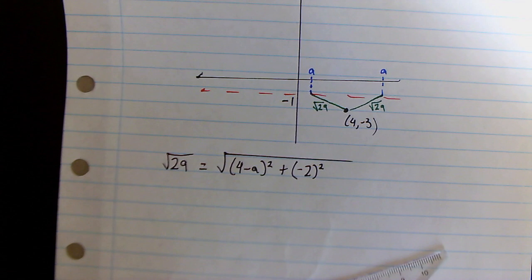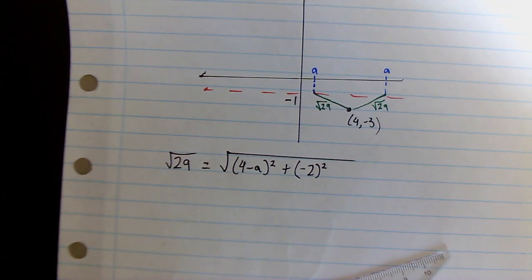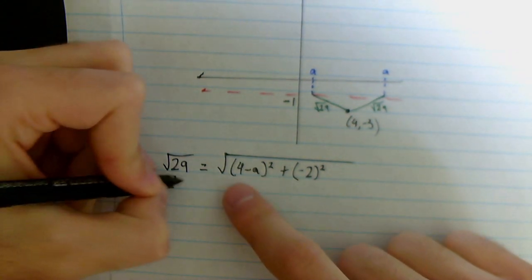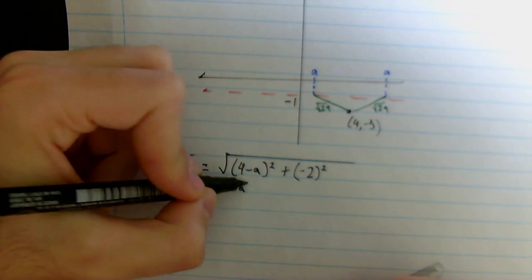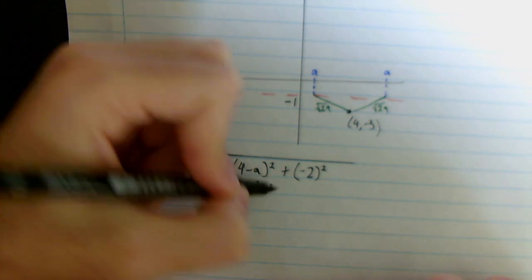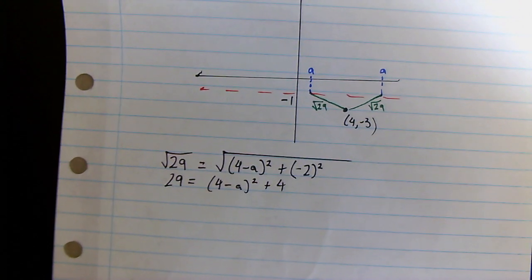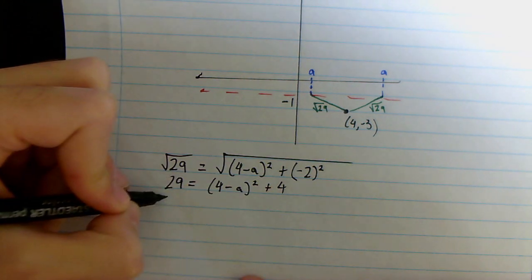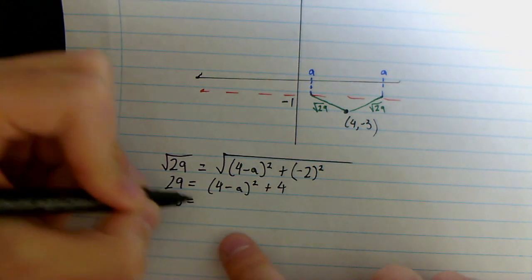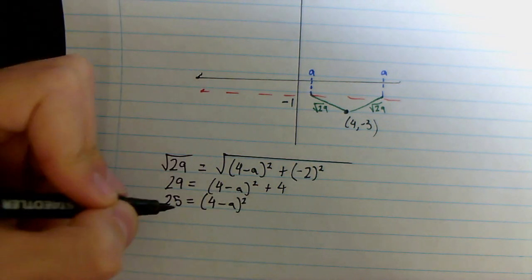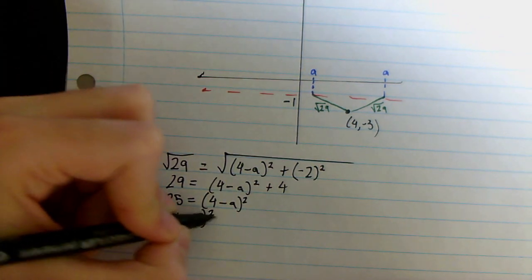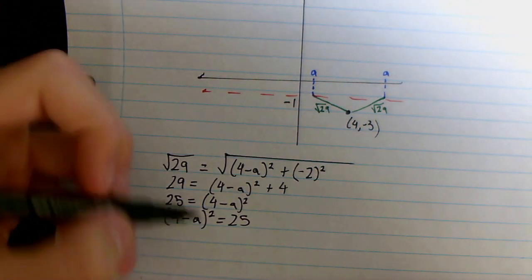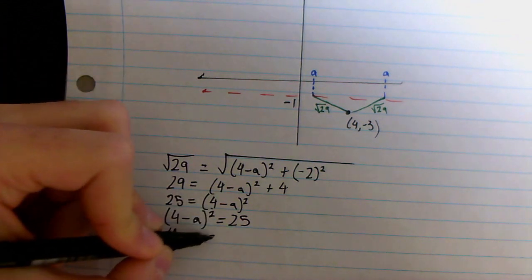So once we've got this, it's literally just an equation that we need to solve for a. I'm going to square both sides to cancel out that square root, and I get 29 is equal to (4 minus a) squared plus (-2) squared, which I'm just going to write as 4. I'm going to subtract 4 from both sides, and in doing so I get 25 equals (4 minus a) squared. Just making it look a bit nicer, just switching it around: (4 minus a) squared equals 25, and I'm going to square root both sides to get rid of this square over here, and 4 minus a is equal to 5.